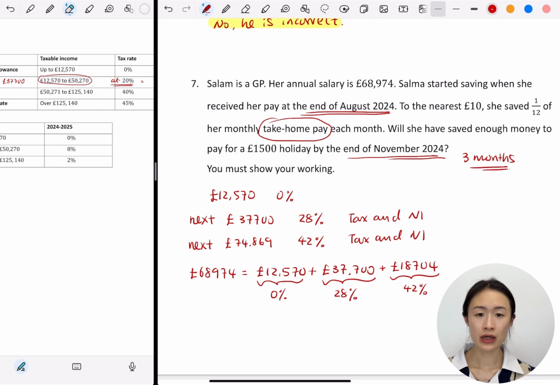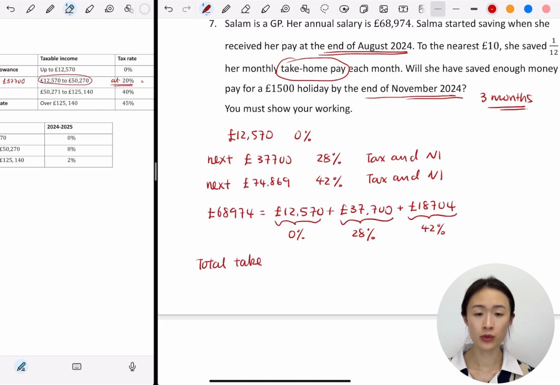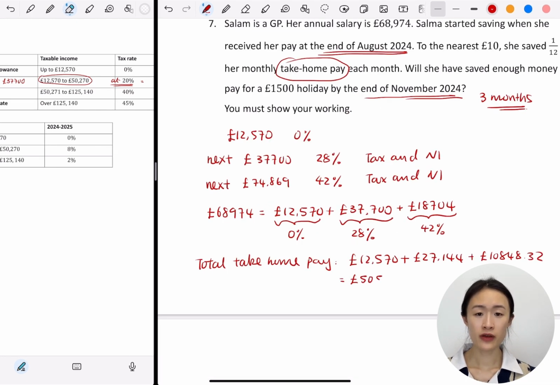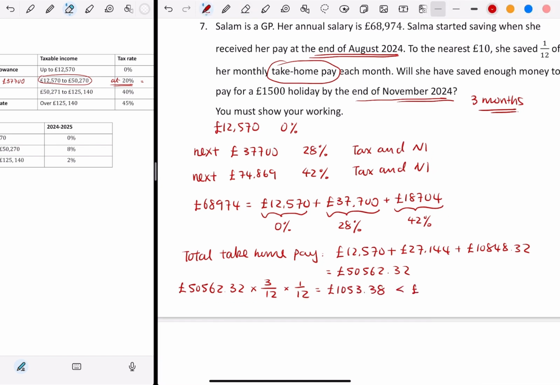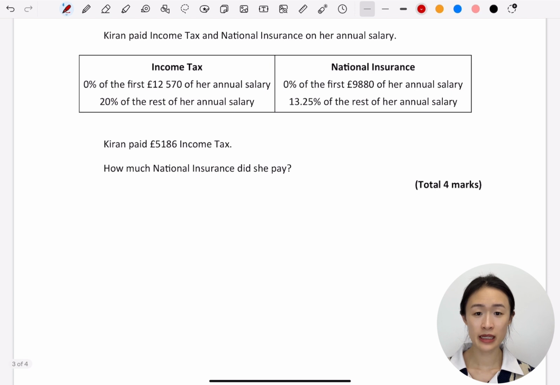So what we can do now is to work out the total take-home pay, which is 50,562. Now to work out how much she can save, we need to multiply this number by 3 out of 12, which is 3 months out of 12 months that she will be saving, and each month she will be saving 1/12. So we need to multiply that by 1/12. As we can see, this is smaller than 1,500. Therefore, she won't have enough money to go on holiday. Okay, so now let's try 2 exam questions.